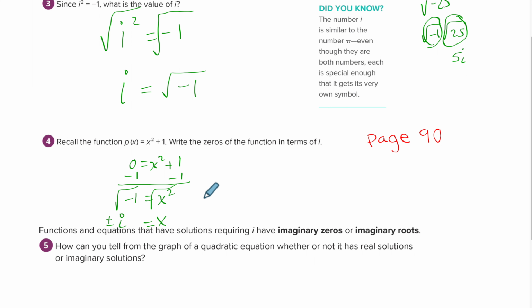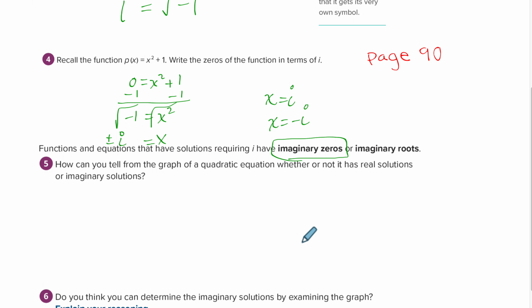So the roots for this function, we would say the roots are x equals i and x equals -i, or you can say plus or minus i. That works okay. Functions and equations that have solutions requiring i, we call them imaginary zeros, or we say they're imaginary roots.